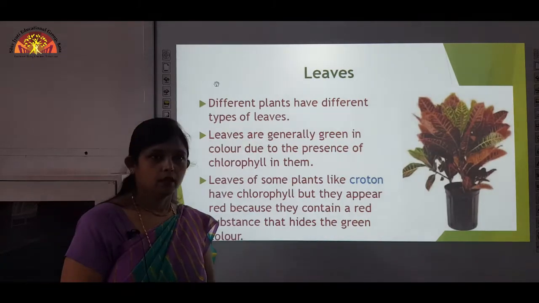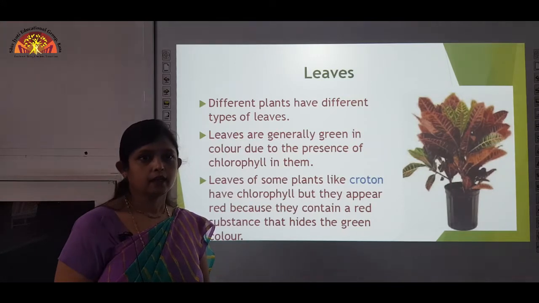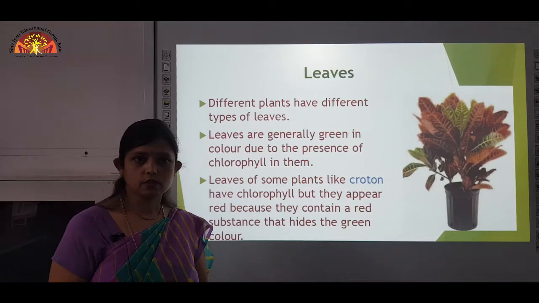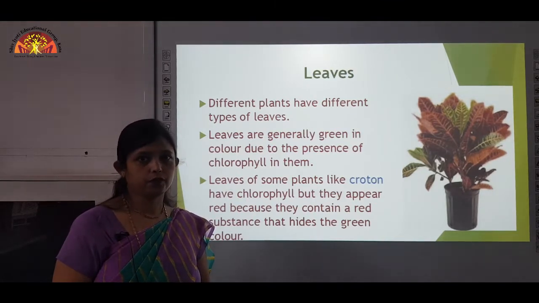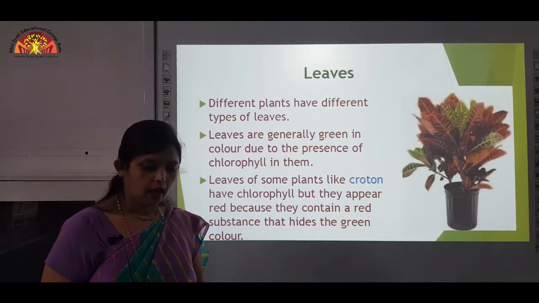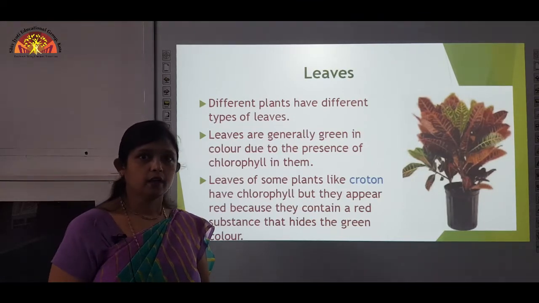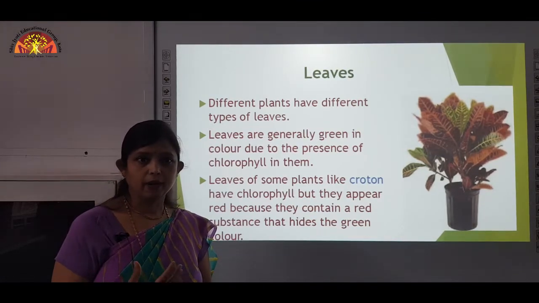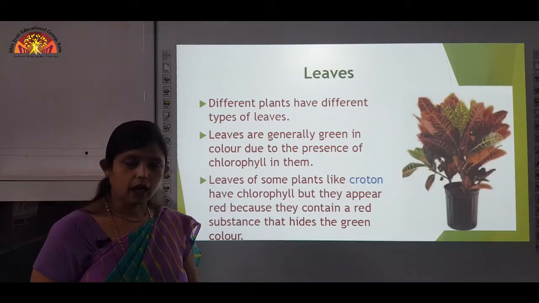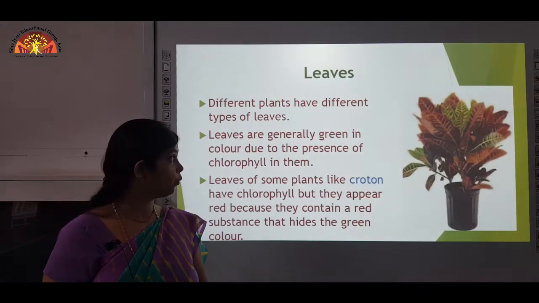Now, in your previous classes you have studied that plants have different parts like leaves, stem, roots, fruits, seeds, etc. Leaves are one of the parts of a plant. They are a very important part of the plant and different plants have different types of leaves. You can identify various plants by observing their leaves. So children, leaves are generally green in color, but in some plants leaves appear red in color.